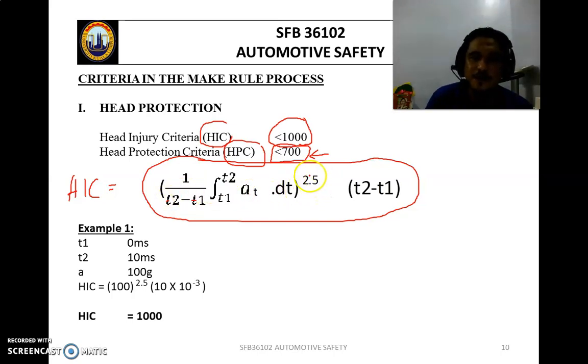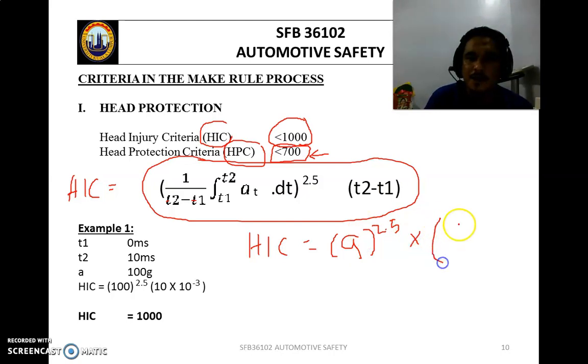Okay, when we simplify this formula, actually, HIC is equal to A to the power of 2.5 times the difference of the time. So that means T2 minus T1.